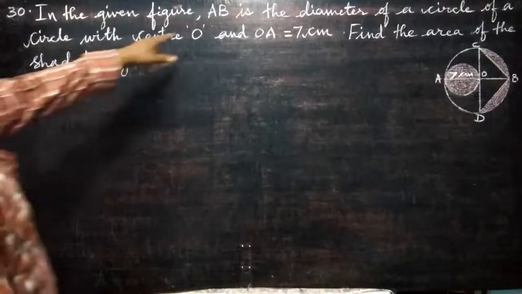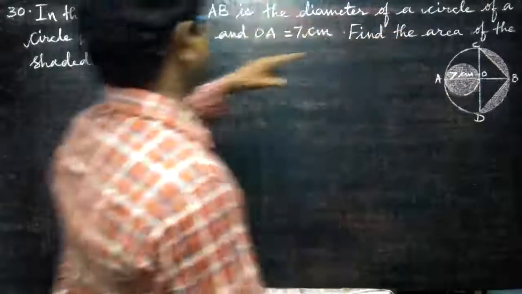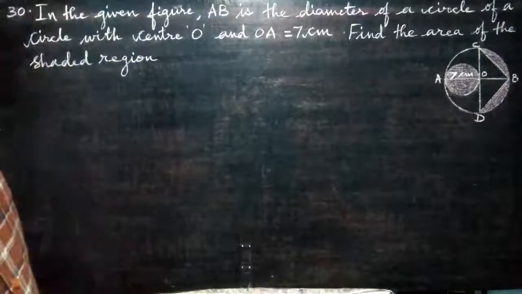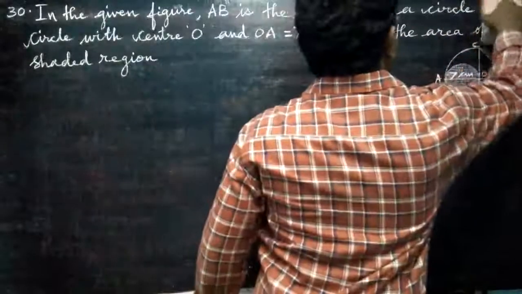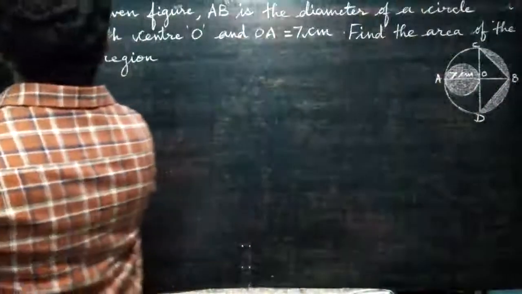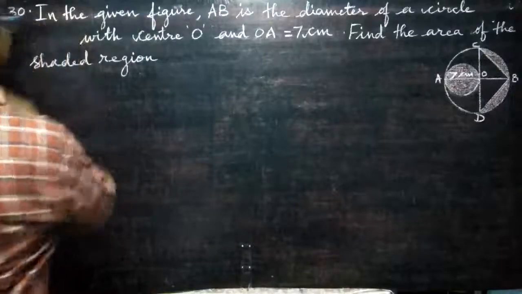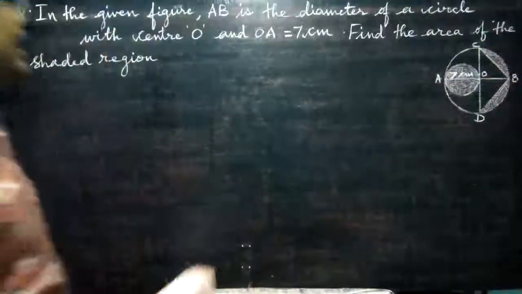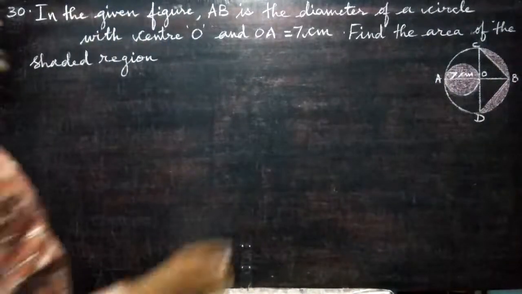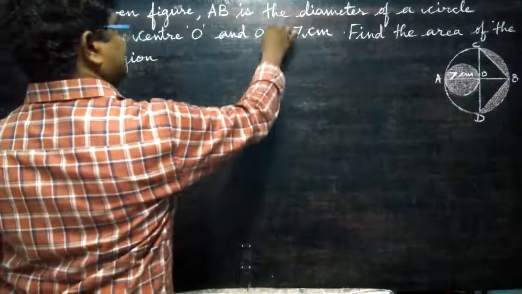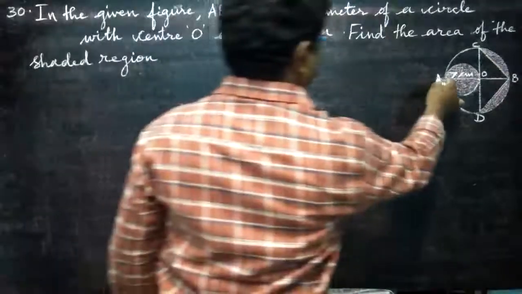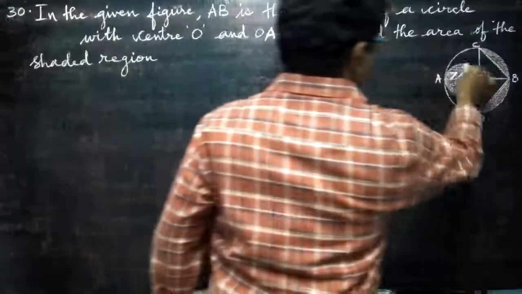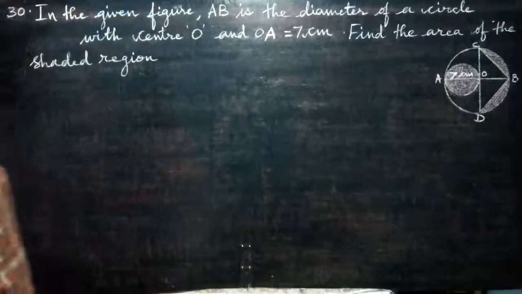30th problem. In the given figure, AB is the diameter of a circle with center O, and OA is equal to 7 centimeters. Find the area of the shaded region. Only the shaded region we have to find area.